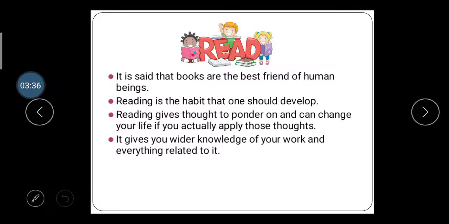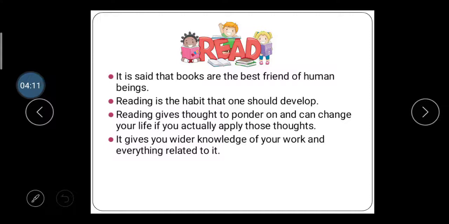So reading is one type of habit that one should develop. Whenever you read, it is a habit, and you try to develop your reading skill. Some persons have this reading skill, continuously reading story books, and some also read articles and novels. Reading gives you a thought to ponder and can give a change in your life if you actually apply those thoughts.